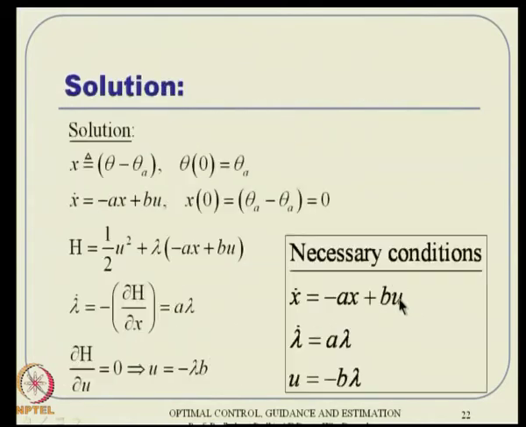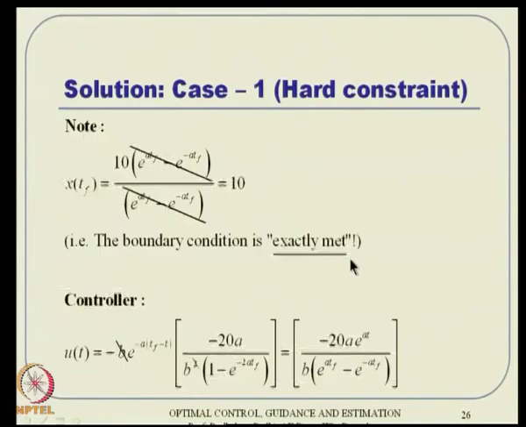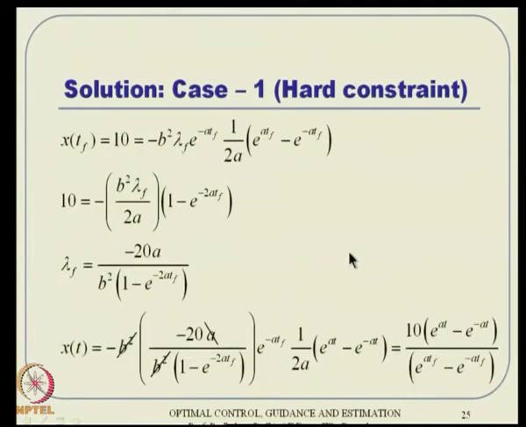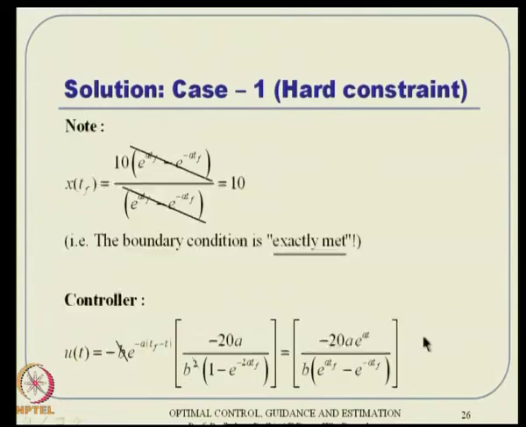Primarily the key point here to note is that this lambda equation turns out to be an independent equation. It is not coupled with x and all that. So, that made our life simpler actually. But the point here is, using this expression, if I put x of t f, you can very clearly note that x of t f is nothing but e to the power t f, the numerator and denominator have the same term, this will cancel out and you will get exactly 10. That means the boundary condition is exactly met actually.